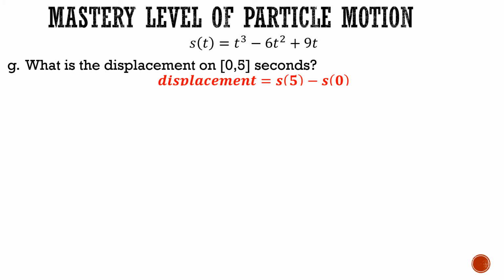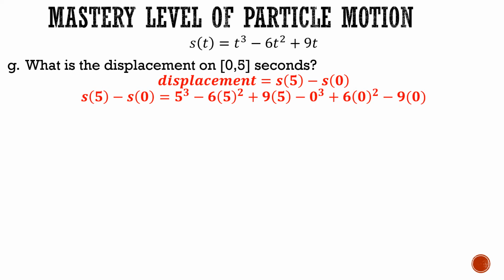The way that we find displacement is we take the position function at the largest time and subtract from it the position function at the smallest time. So s of 5 minus s of 0. To find this, I'm just going to plug 5 into the equation. So I get 5 cubed minus 6 times 5 squared plus 9 times 5. Notice I'm plugging it into position, not velocity, not acceleration.